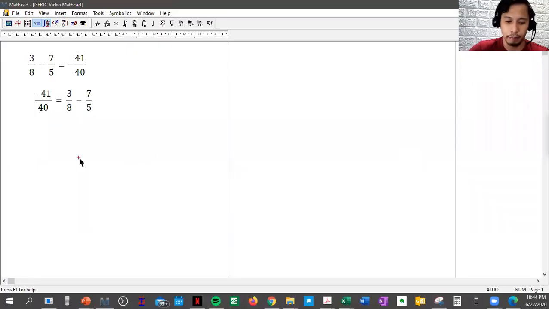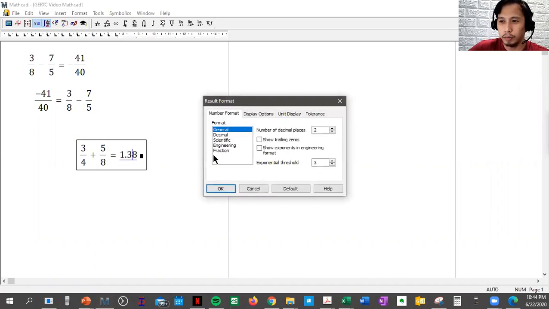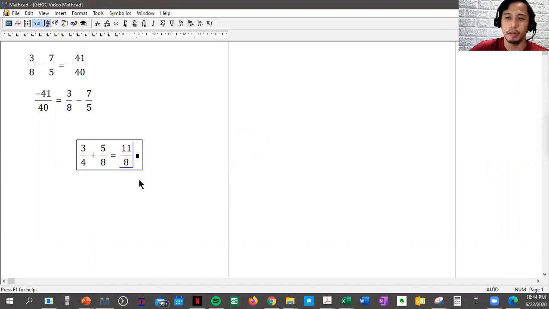Let's say we add 3 fourths and 5 over 8. If we add these, the result is 11 over 8. Now, the factor of 8 is 2. If we write that into its prime factorization, 8 is 2 cubed, so 2 repeats 3 times.